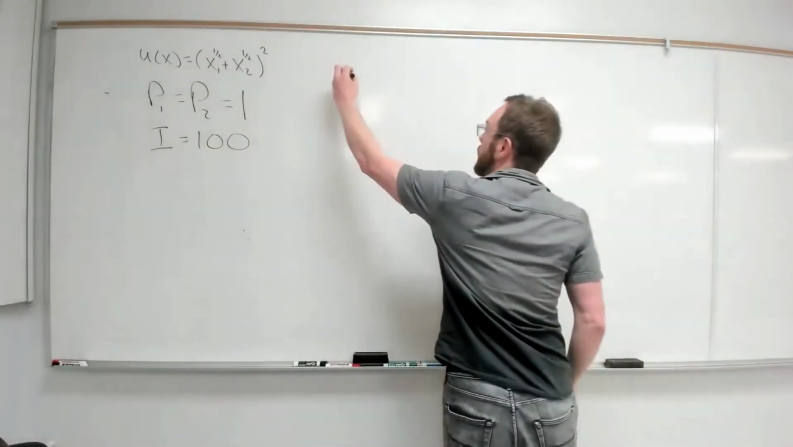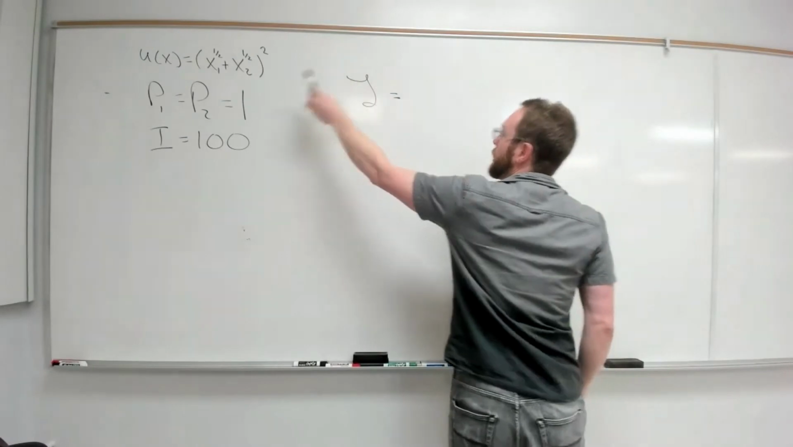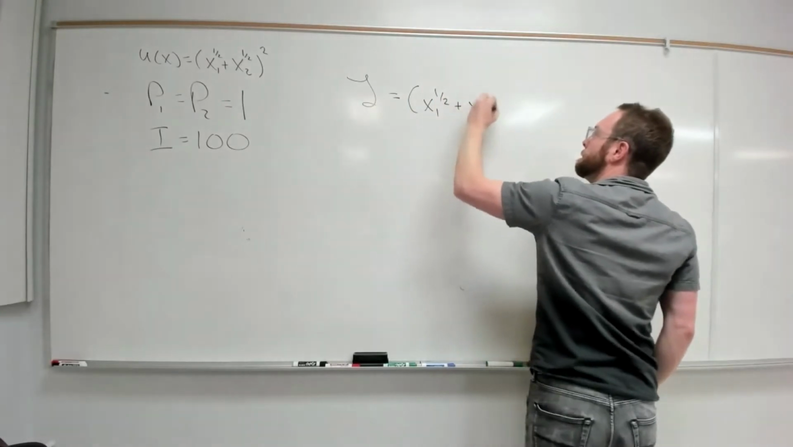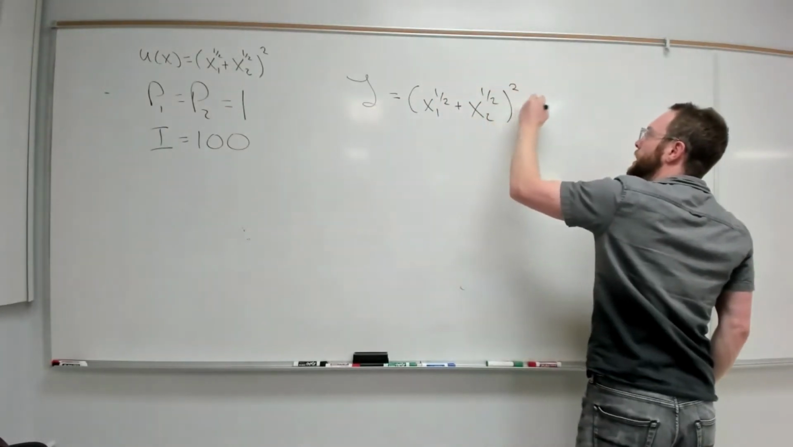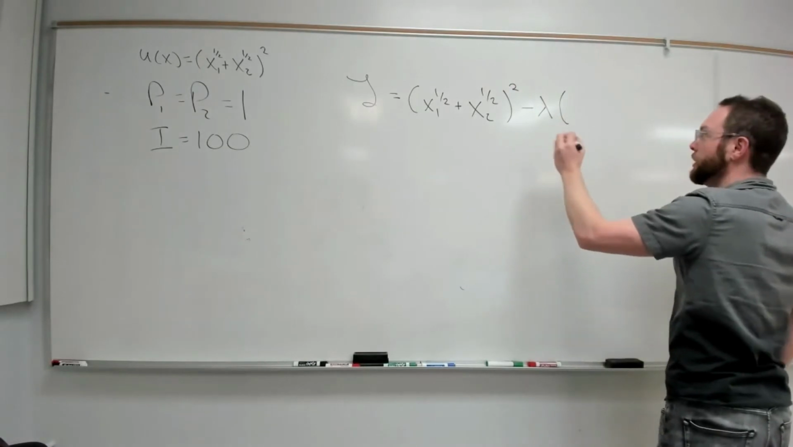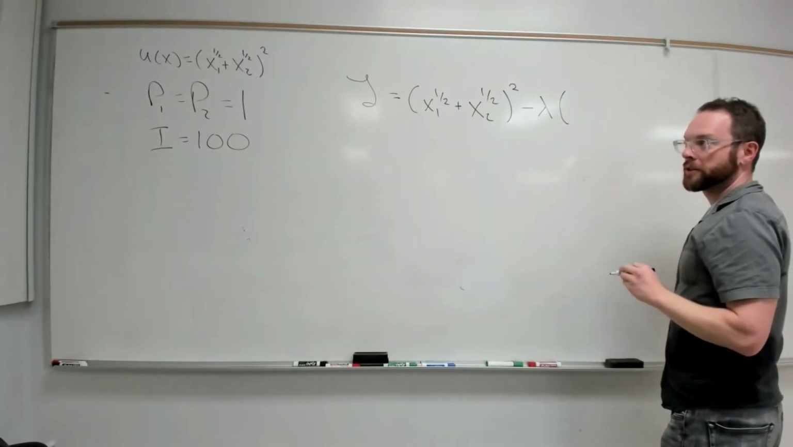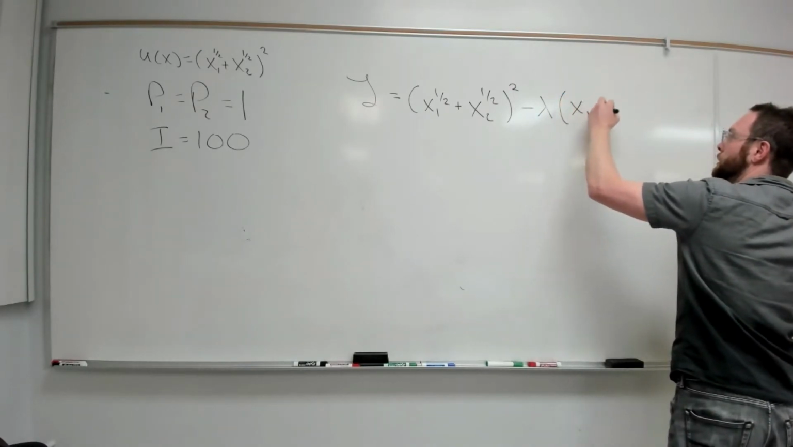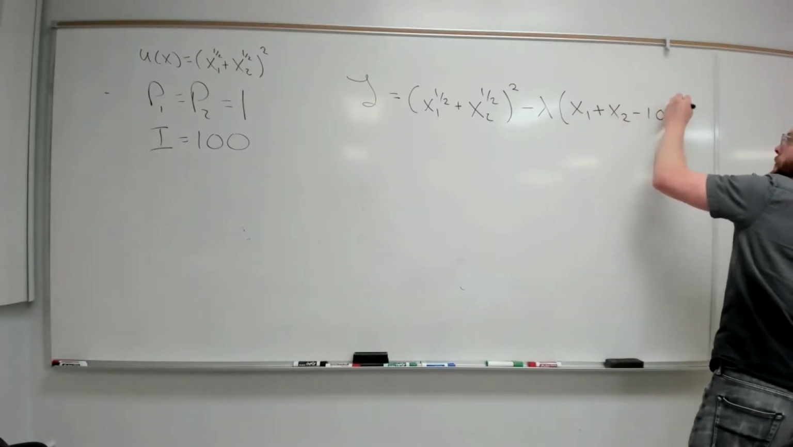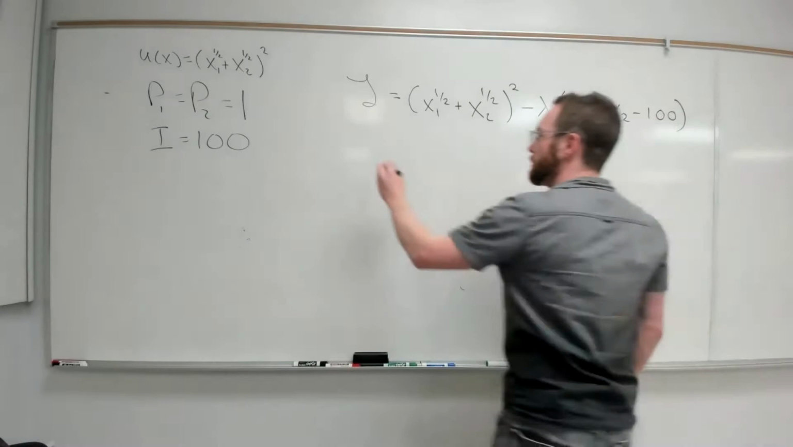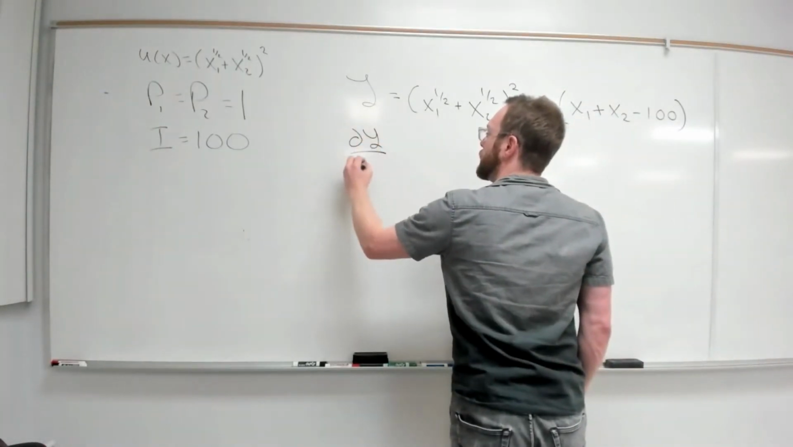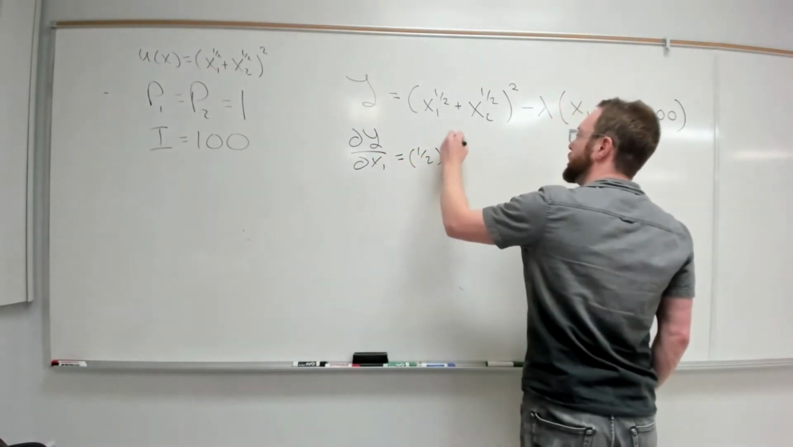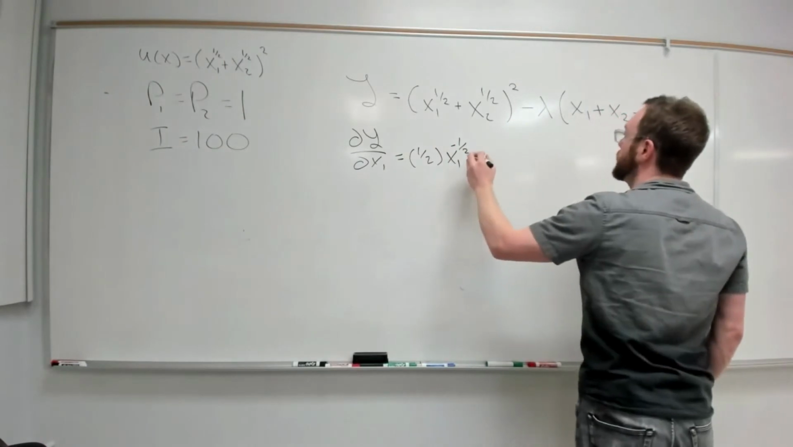So the Lagrange function here will be the objective function minus lambda times the constraint. So using the points I gave, the prices are both $1, the income's 100. That'll be x1 plus x2 minus 100. Now I'm going to solve for the first order conditions here for x1, x2, and lambda.